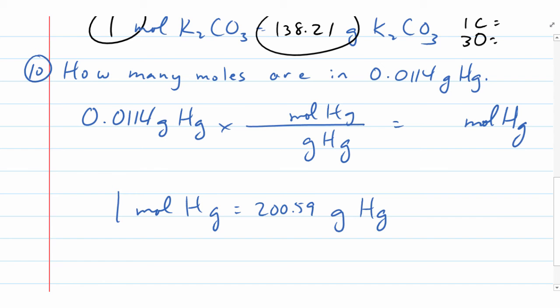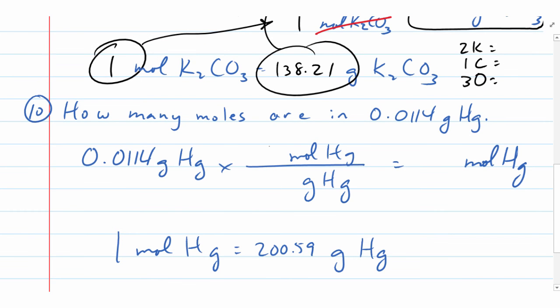We then put in the numbers. The number that goes on top here is how much? 1 on the bottom. 200.59. Grams wind up canceling out. Then if we run this through our calculators, we're going to take 0.114 and then what? Divided by the 200.59. If you do that on your calculators, you should wind up with an answer of 5.68 times 10 to the negative 5th.